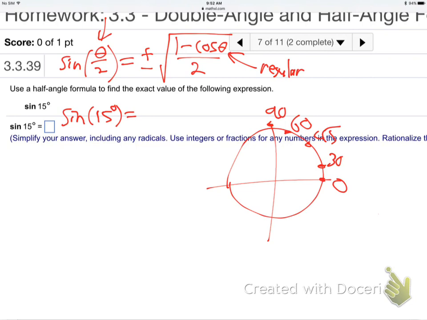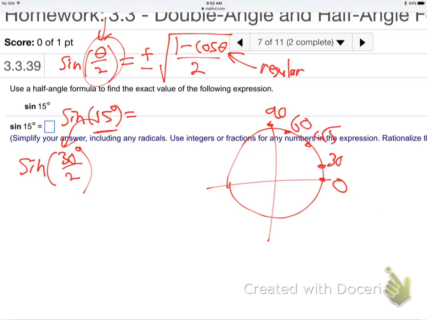15 is not one of the ones we memorized. 30, 45, 60. How can they ask me 15? In terms of a half angle, what's it half of? Well, it's half of 30. They want you to use the half angle formula for 30, because that's what 15 is, 30 over 2.